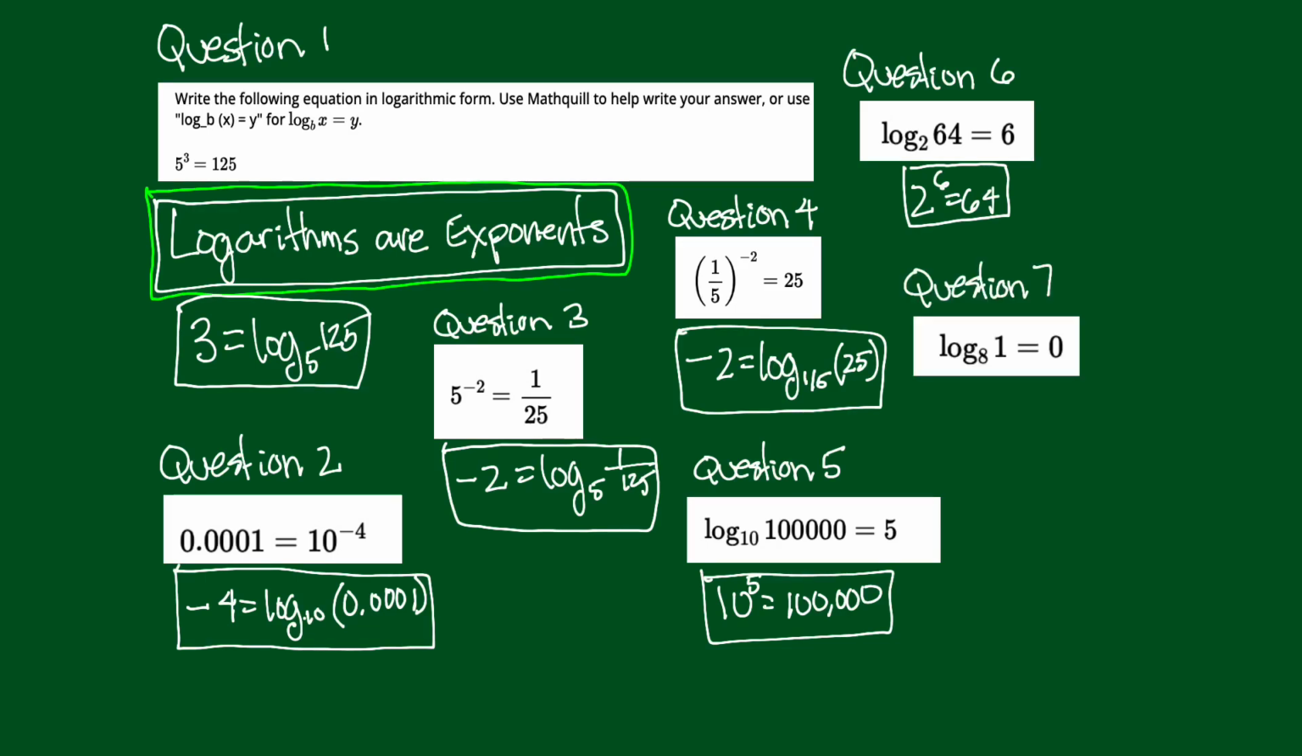Question 7, this says that the logarithm base 8 of 1 is 0. Now, it's a true statement because you might remember that the logarithm, any base at all, of 1 is 0. So let's convert it. The logarithm is the exponent. So the exponent is 0. Exponents go on bases. The base here is 8, so we're going to have 8 to the 0 equals 1. And sure enough, any non-zero number to the 0 is 1. So there is question 7.